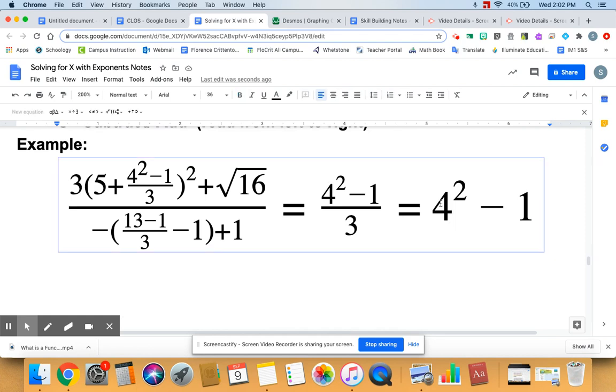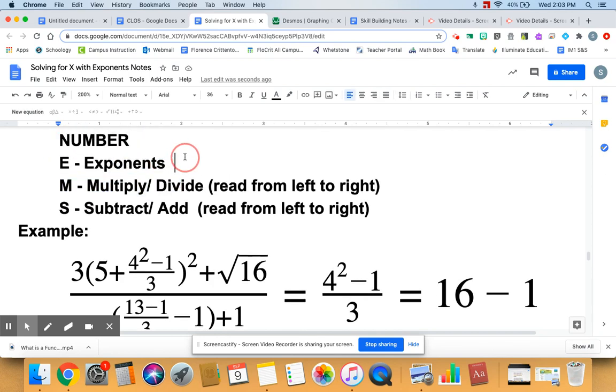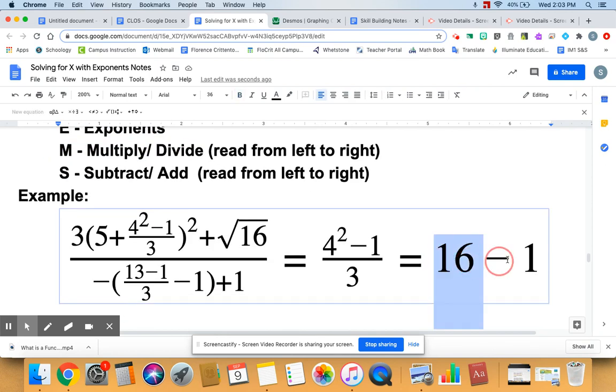Well, I do have an exponent. I have a 4 squared. And 4 squared is what? 16. So I can replace it with 16. So next would be multiply divide, and I don't have any multiply divide in this part right here. And then the last is any subtracting or adding, and I do have 16 minus 1, and so that can group into being 15.